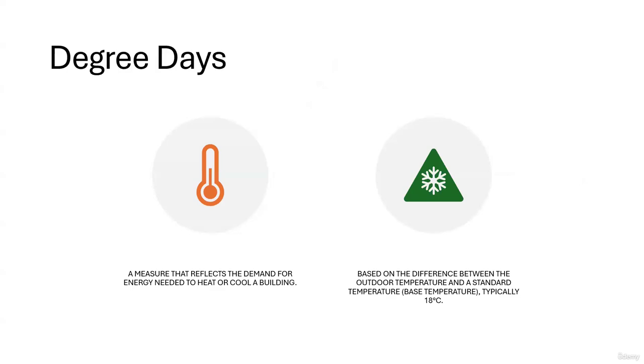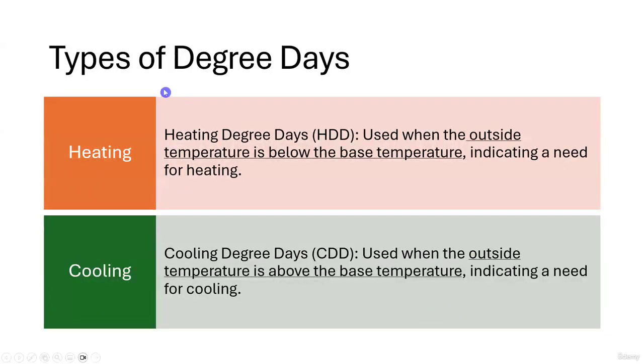Degree days. It's a measure that reflects the demand for energy needed to heat or cool a building. It is based on the difference between the outdoor temperature and a standard temperature, the base temperature, typically 18 degrees Celsius. So you see this 18 degrees Celsius, it is the reference temperature. Remember this, the 18 degrees Celsius is the reference or base temperature, but it can change, but typically it's 18 degrees Celsius.